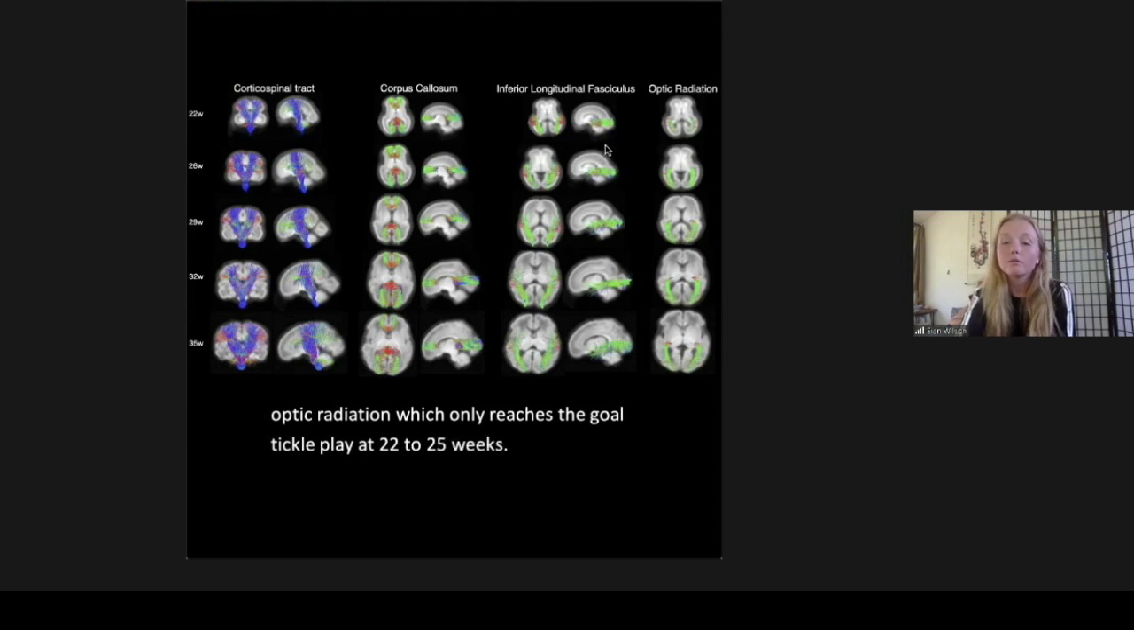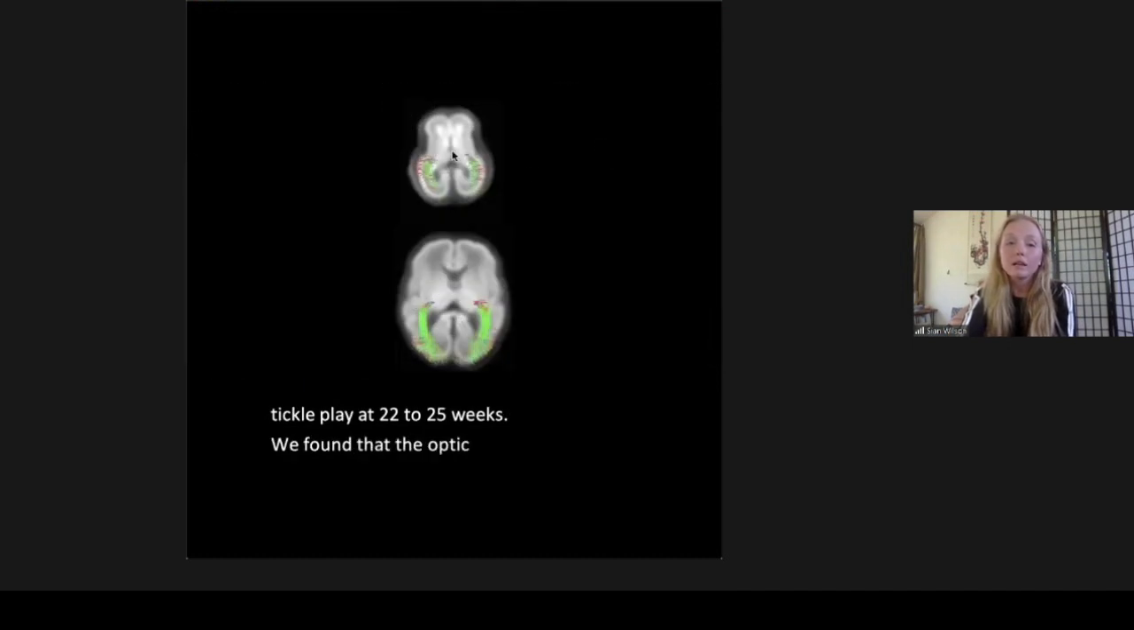We found with the optic radiation it was difficult to track in the template at 22 weeks, consistent with what histology suggests, but more streamlines were apparent 10 weeks later in the 32-week template, which is also consistent with ex vivo findings.